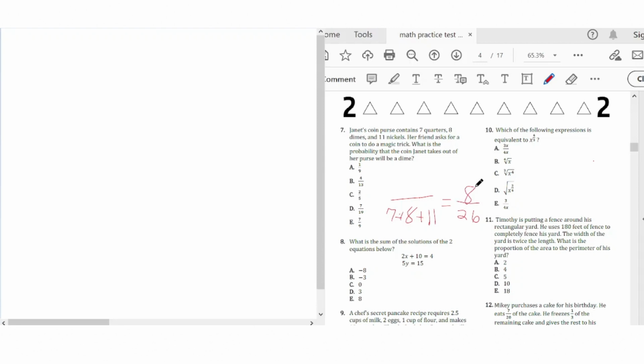However, that is not there. Am I lying to you? No. We have to simplify this answer. We can simplify this by dividing by 2, and we get 4 over 13. Is 4 over 13 an answer? Yes. Our answer is B.